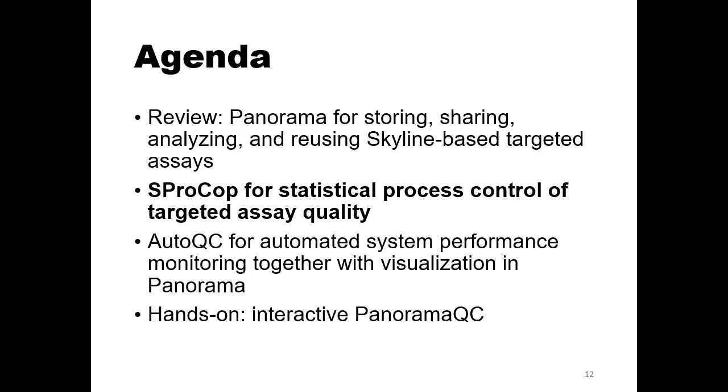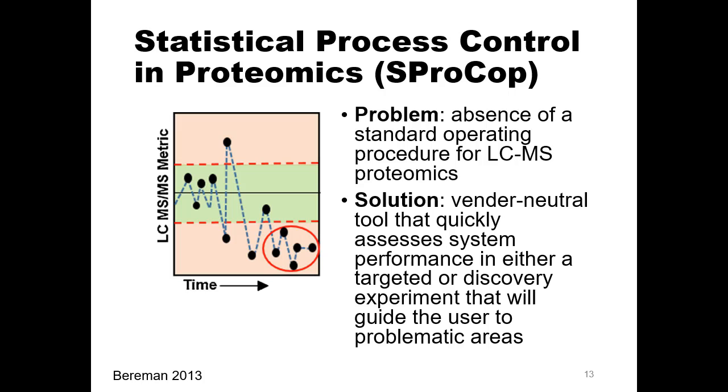So SProCop, switching gears a little bit, is Statistical Process Control for mass spectrometry. Michael Behrman, who was a postdoc in the McCoss lab and now is at NC State, a few years ago noticed another problem in the field, and that was that there was really no way for people to compare the quality of their mass spectrometry data.